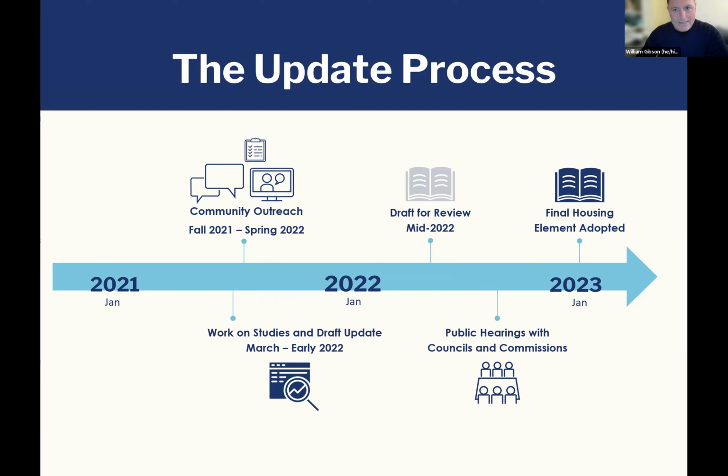Now the plan is at the end of this month at latest, we should be releasing the draft housing element for review. And then we would go through the public hearing process, councils and commissions, and ideally have the housing element adopted by January 2023, although that will depend on how fast review happens at the state level and the extent of changes they may require of us.